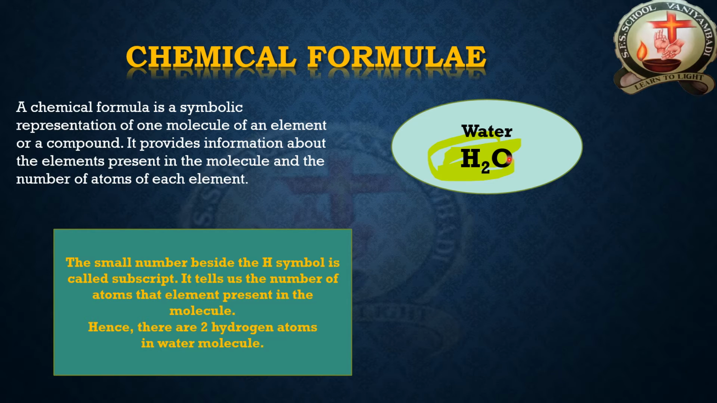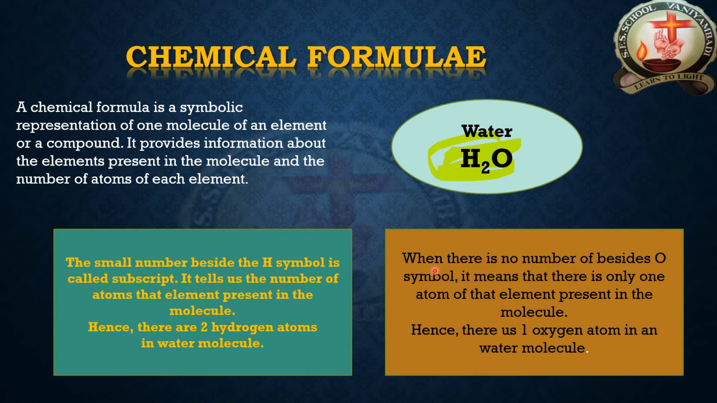See another example. When there is no number beside the oxygen symbol, it means there is only one atom of that element present in the molecule. Hence there is one oxygen atom in our water molecule. Beside the hydrogen we get 2, but nearby the oxygen we get nothing, so here we assume only one atom. In your chemical compound, whether a 2 or 3 is present, that is the number of that atom. If no number is present, it means only one atom.